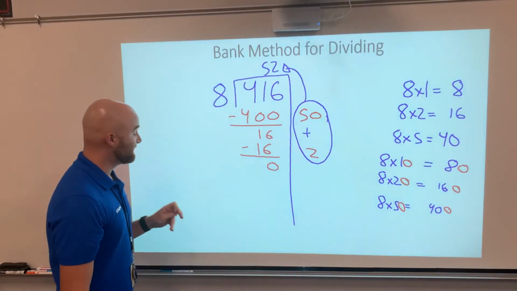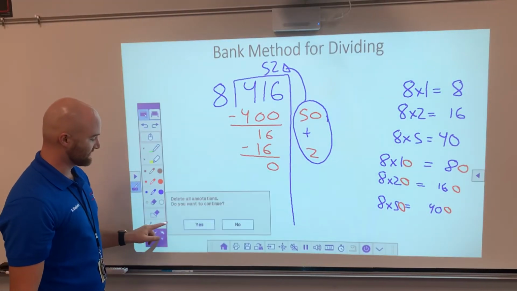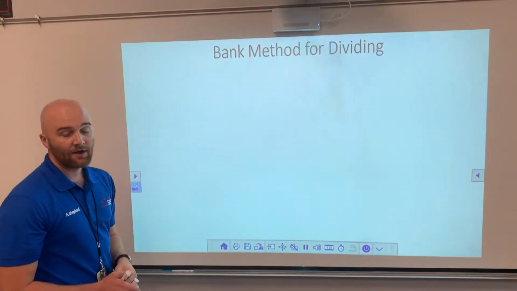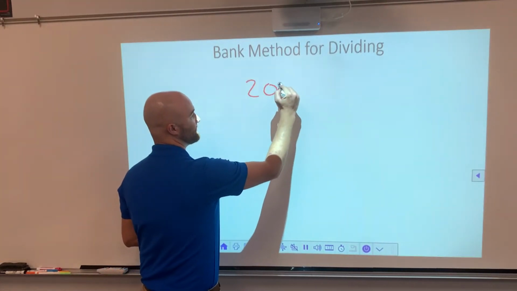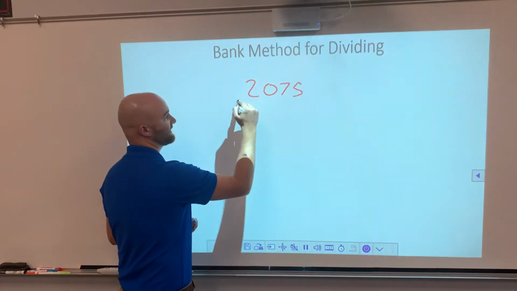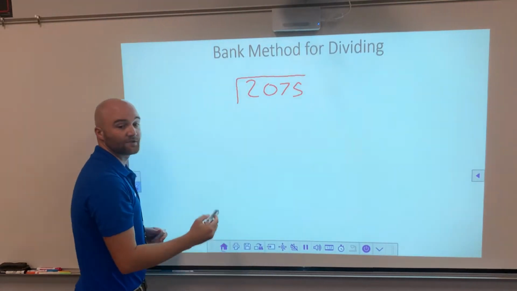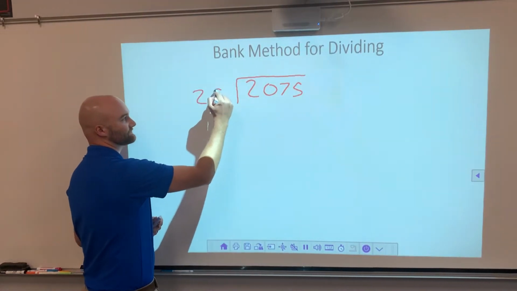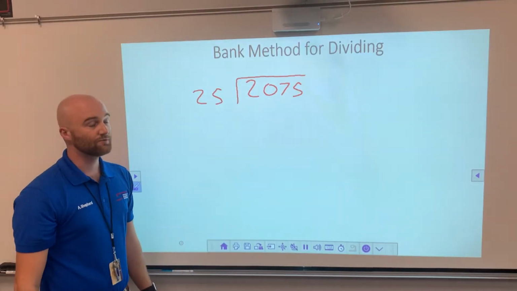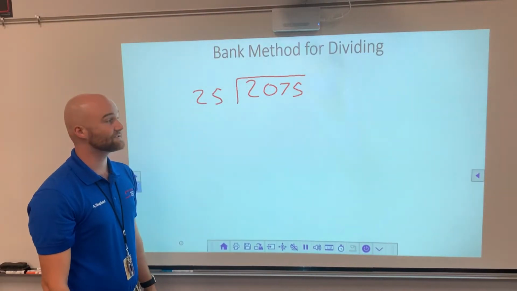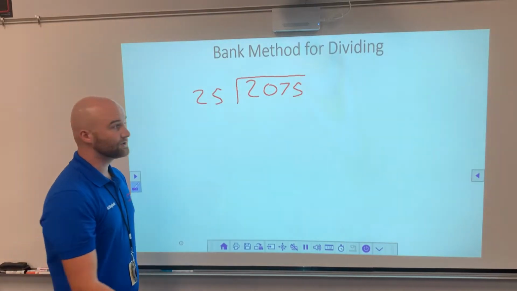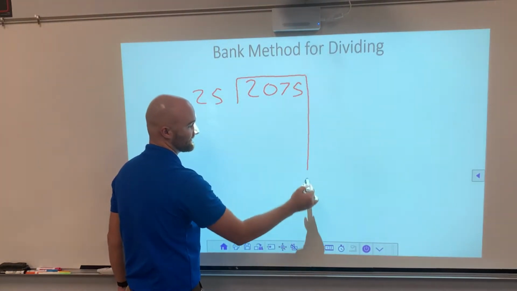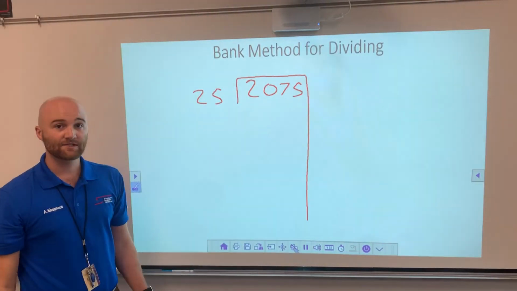Let's try another one. In fact, let's try one with 2 digits. So now I'm going to try 2075 divided by 25. The first thing I'll do is I'll draw this big line down the side. Then I'm going to start making my bank.